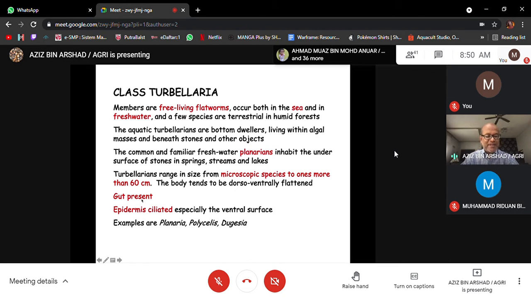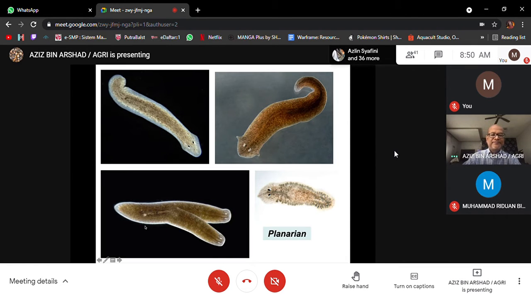So the epidermis is filled up with cilia, especially on the ventral surface. Examples of Turbellaria can be planaria, Polycelis, and also Dugesia. So just remember one of these. This is the picture of planarian that you have seen before. Easily recognized by the eye spot that you have. And at the front of the body, there's a cephalic region of the head that is being formed. And the brain is found in the anterior region too.